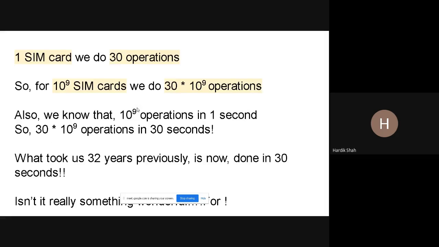We are not doing the binary search algorithm for SIM cards, just to show you something, right? So 10 to the power 9 operations for finding the SIM cards, and then we do 30 operations for finding the Aadhaar card. Our computer does 10 to the power 9 operations in a second. So for doing 30 into 10 to the power 9 operations, all we need is 30 seconds now. See, we were at 32 years previously, and now we are down to 30 seconds.